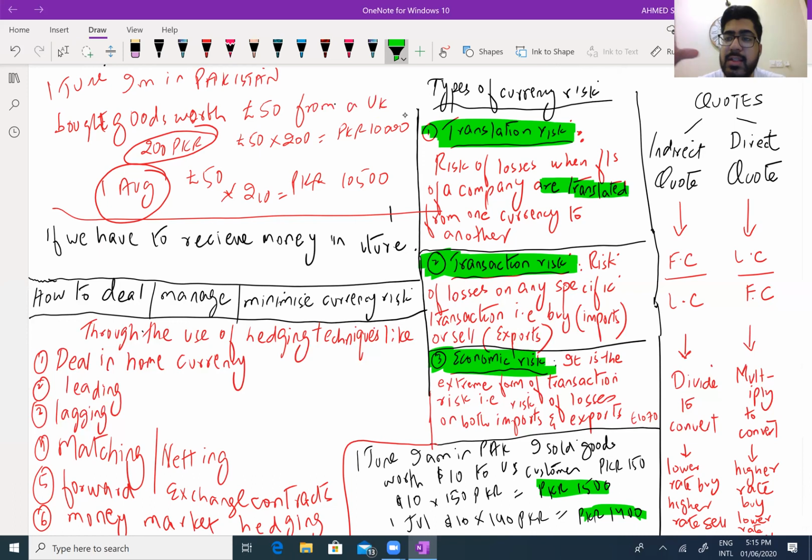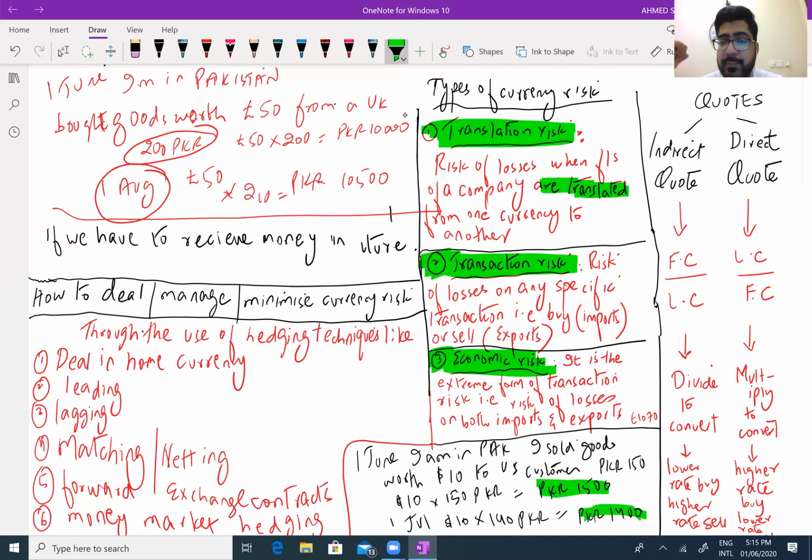Like when you translate financial statements from one currency to another, due to currency fluctuation, your assets may show lower value. Like let's suppose your assets were of $1,000, but due to fall in currency rates, when you exchange it, when you convert it, translate it, they may show lesser value.